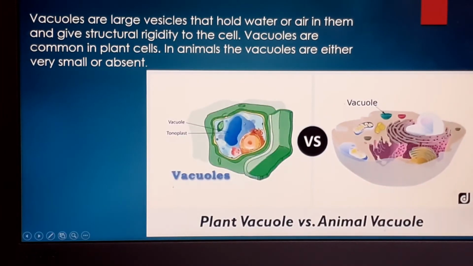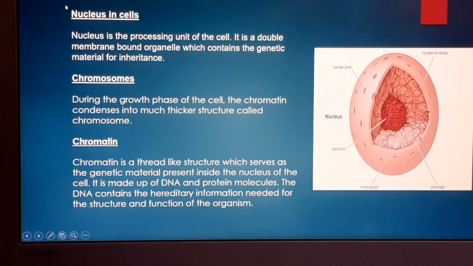Next one, vacuoles. Vacuoles are large vesicles that hold water or air in them and give structural rigidity to the cell. Especially in the plant cell, we have big vacuoles present. Whereas in animals, vacuoles are either very small or absent. So what is the importance of this? It gives structural rigidity to the cell. That is the important function of the vacuoles. Next important one, nucleus. This is said to be the master of the cell.